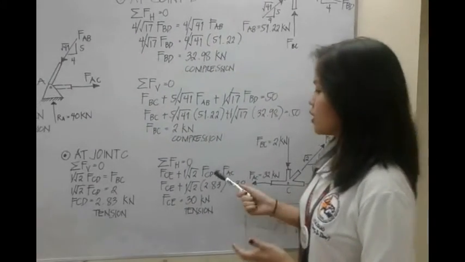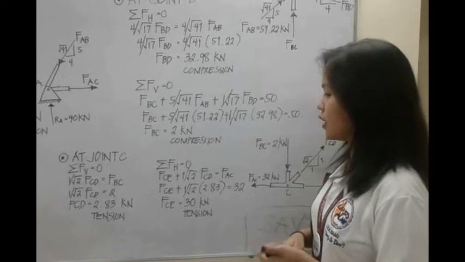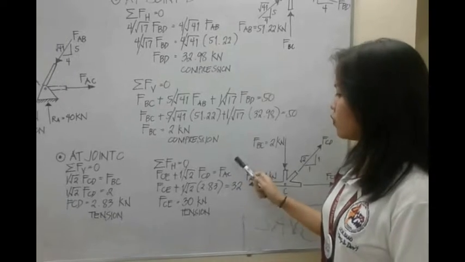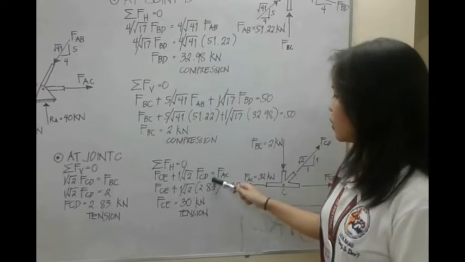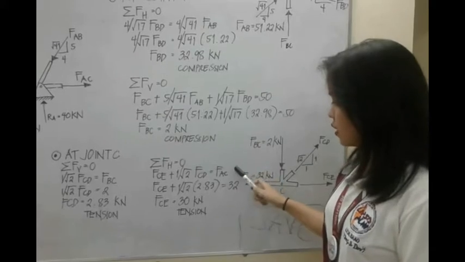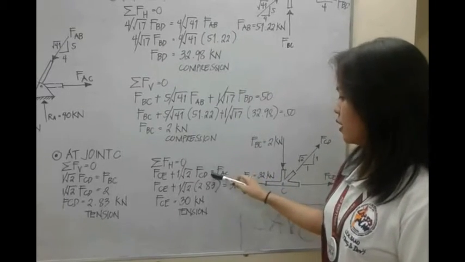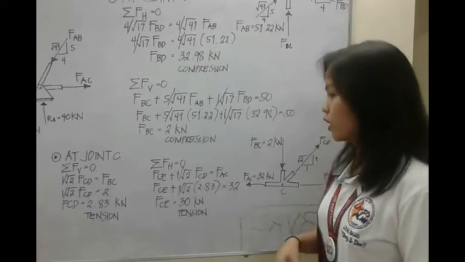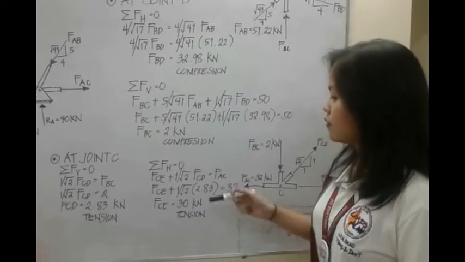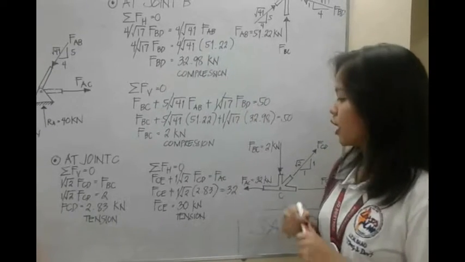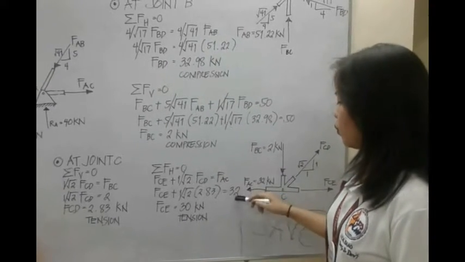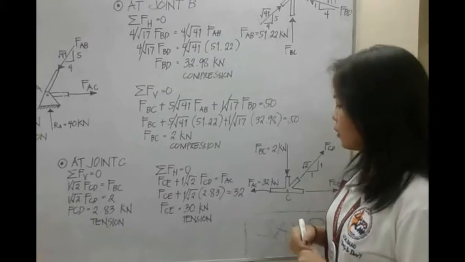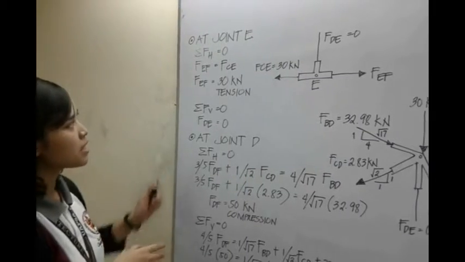The summation of forces on the horizontal is equal to 0. FCE plus 1 over square root of 2 times FCD is equal to FAC. Since we already have a value for FCD, which is 2.83, we will just substitute it to our new equation, which is FCE plus 1 over square root of 2 times 2.83 equals 32. FCE is now 30 kilonewton tension. So let's proceed to joint E.